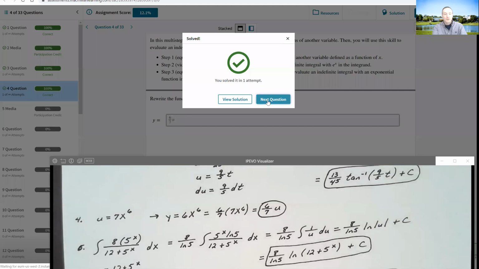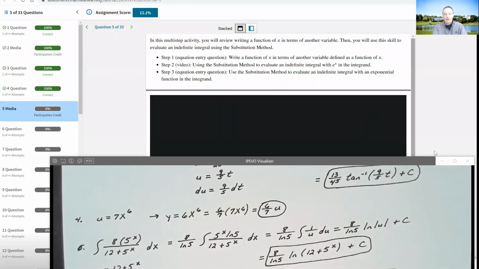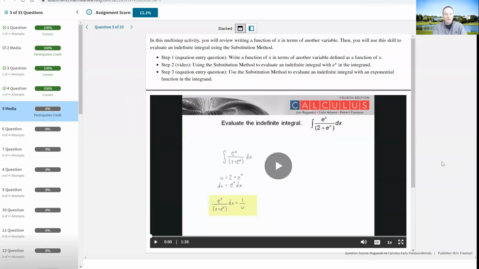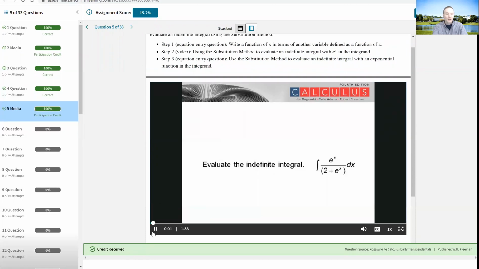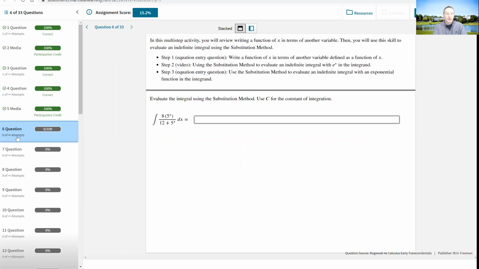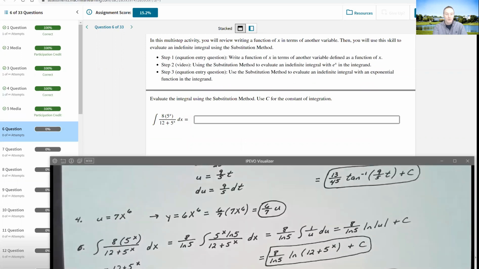For the next question, it's one of these where you're going to get credit by watching a video. This one, it's going to have an exponential function divided by an expression that contains an exponential function. It's going to discuss how substitution is going to simplify that integral. So please do watch that. But now let's go ahead and work a problem that deals with that. And this one is much more difficult than their example there.